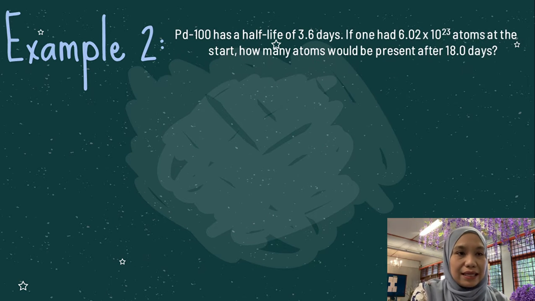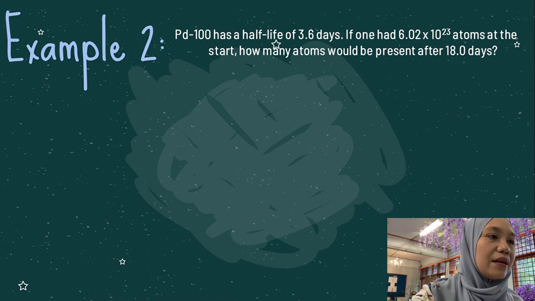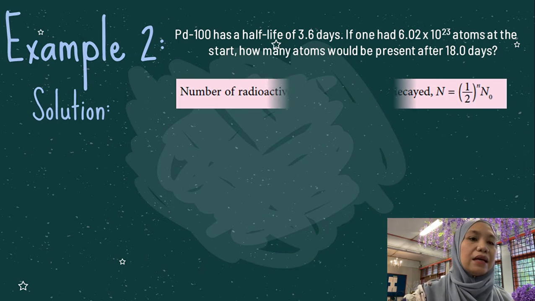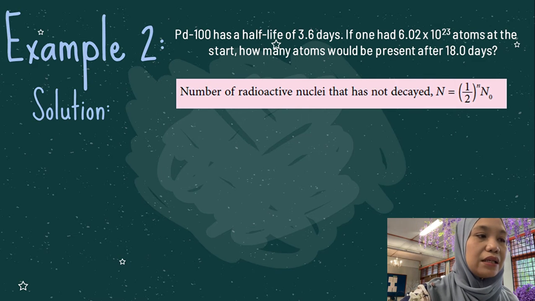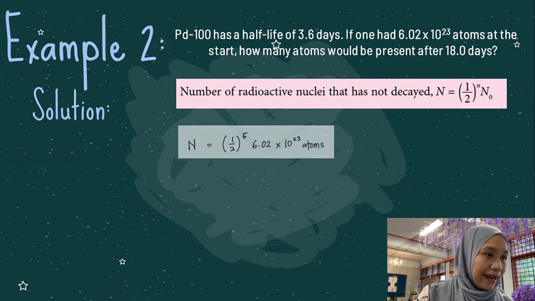This is the same example as the previous one, example 2. Palladium-100 has a half-life of 3.6 days. If one had 6.02 times 10 to the power of 23 atoms at the start, how many atoms are present after 18 days? Now the solution. This is the equation, right? The number of radioactive nuclei that has not decayed, N, equals one half to the power of n, times N naught.